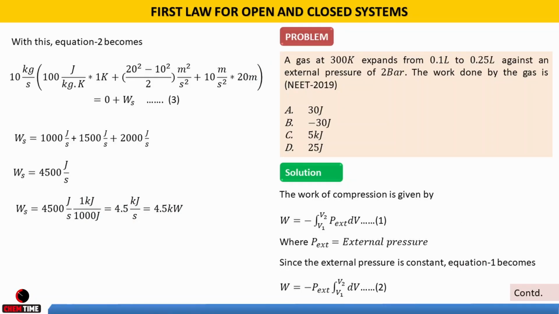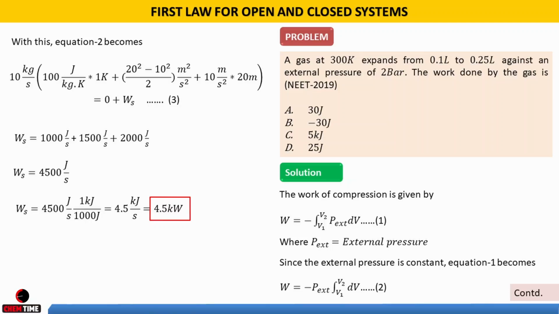The equation boils down to 10 kg per second brackets 100 joules per kg Kelvin into 1 Kelvin plus (20 square minus 10 square) by 2 meter square per second square plus 10 meters per second square into 20 meters is equal to Ws. Ws then becomes 1000 joules per second plus 1500 joules per second plus 2000 joules per second, that is 4500 joules per second, that is 4.5 kilowatts.